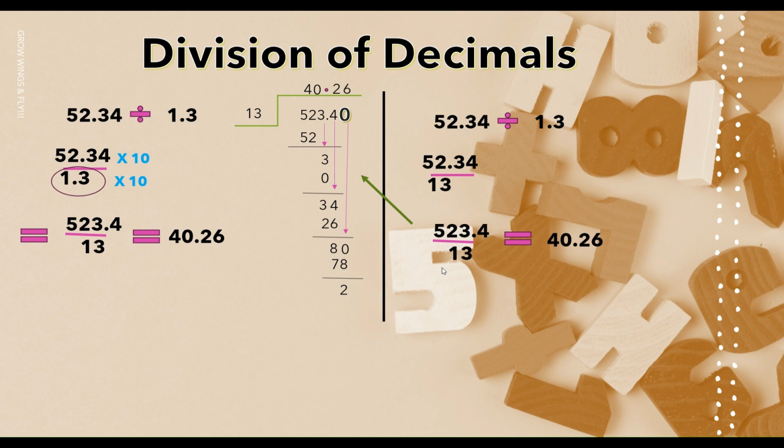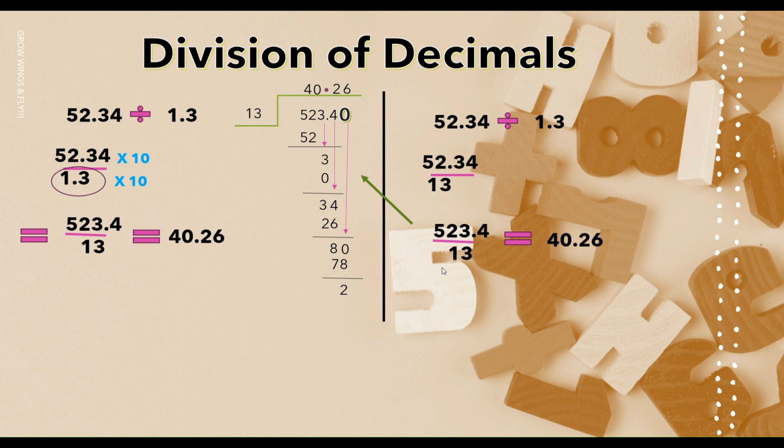13 times 2 is 26. 34 take away 26 is 8. As we have already put a decimal point in the answer on the top, we can add a 0 after 4 on the top and bring it down. This will make the number 80. 13 times 6 is 78. 80 take away 78 is 2. It would be okay to stop at this stage unless you have been asked to get a longer answer.